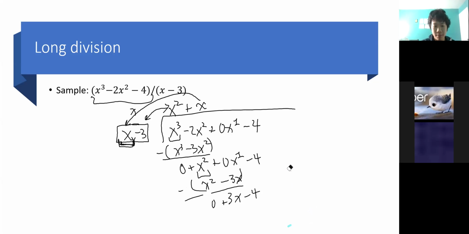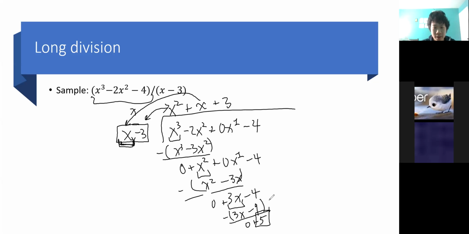We do it again. How many x's can fit into 3x minus 4? How many x's can fit into 3x? I'm looking at the first terms here. So 3 x's can fit into 3x. So now we multiply again. 3 times x minus 3 is 3x minus 9. Subtracting, we get 5. How many x's can fit into 5? We can't actually. So that's the remainder. 5 is our remainder here.